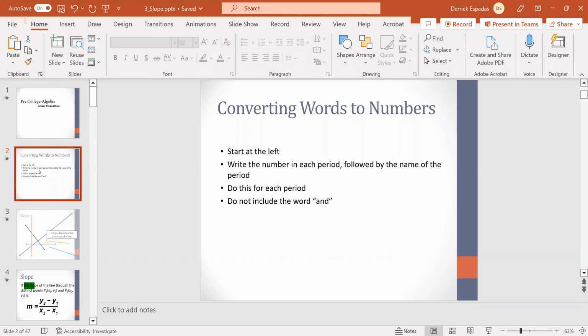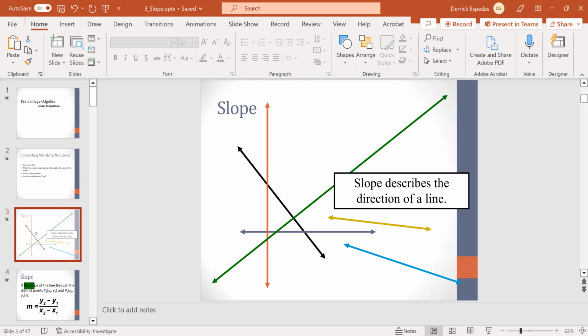So let's do a review, because it was asked that we go over slope again. And I'm glad, because slope is a super important concept, so I'm more than happy to go over this with you. Slope describes the direction of a line and the intensity or angle that it moves at. And so we're going to calculate that.